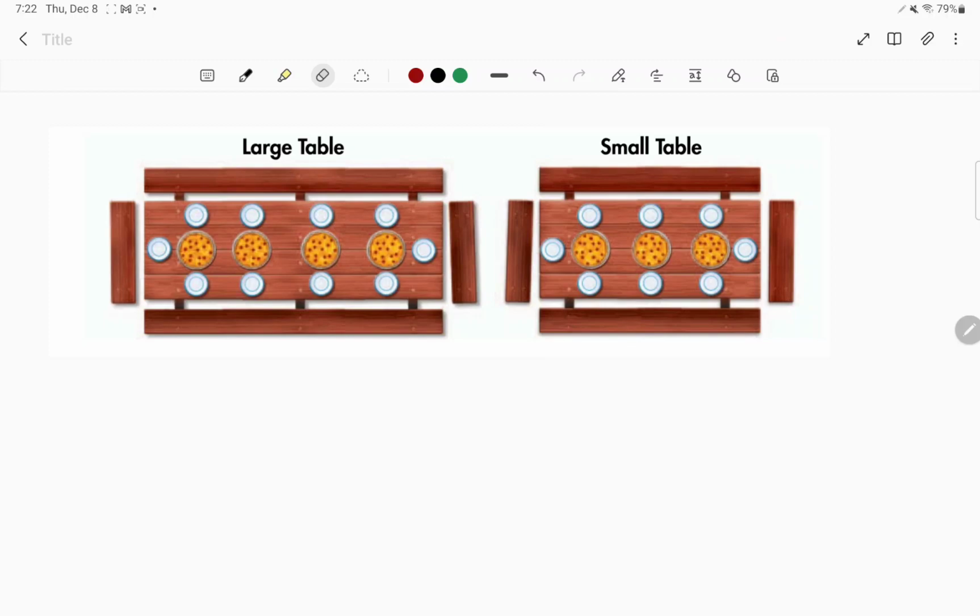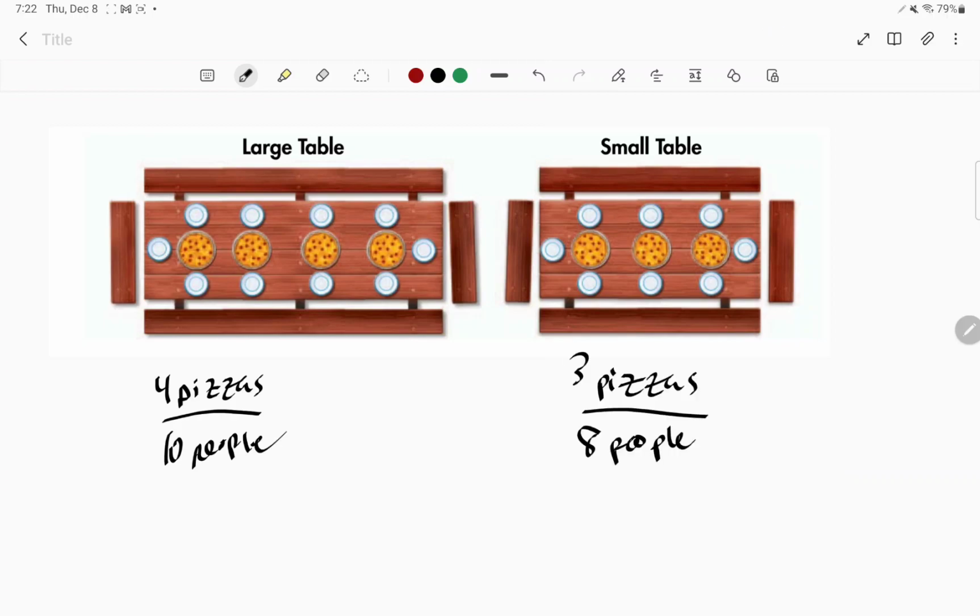Okay, so here we have a diagram, large table to small table. Let's compare. The large table has 4 pizzas for 10 people. And the small table has 3 pizzas for 8 people. In your notes for part A, it might be good to have this diagram in there. Just sketch a quick table with the pizzas, so you can have a visual understanding of what's going on.